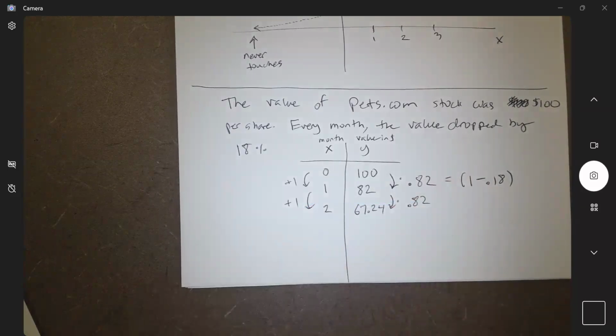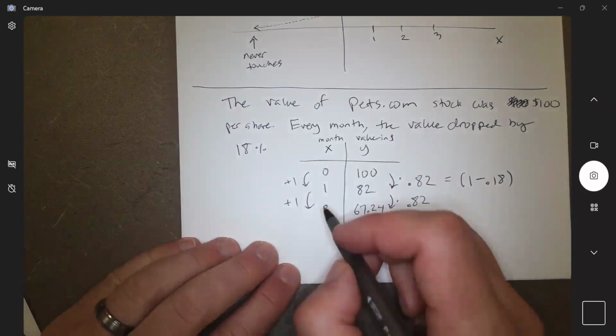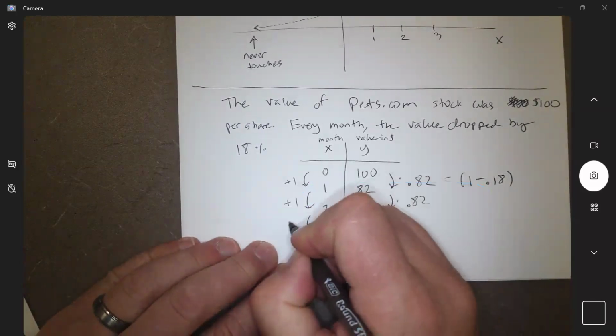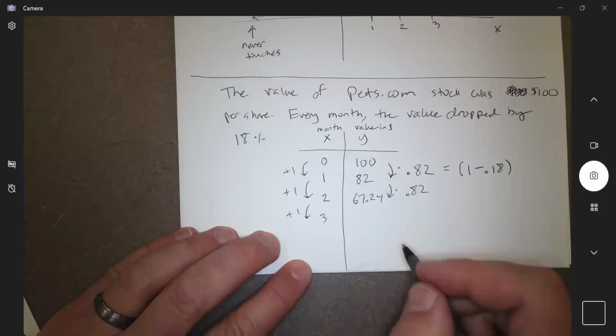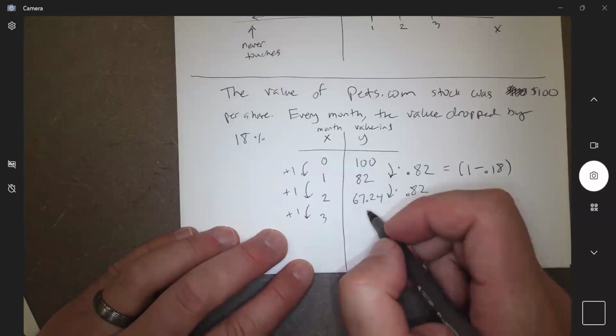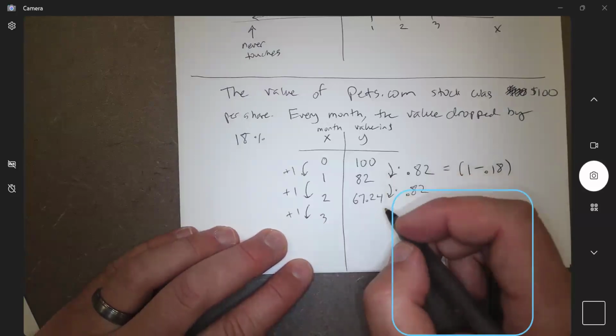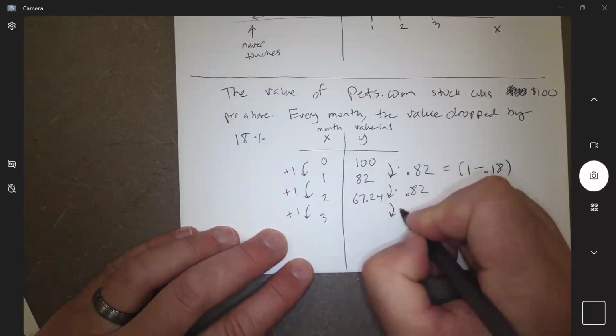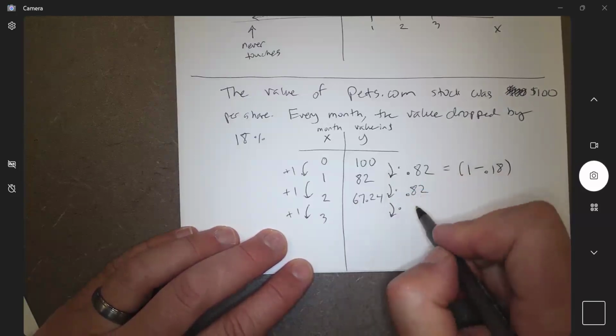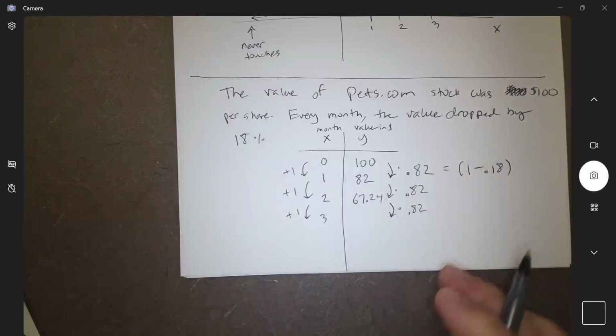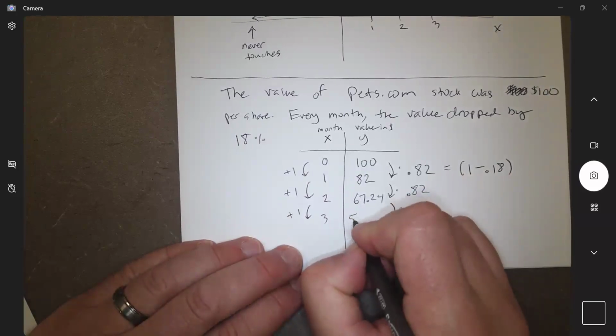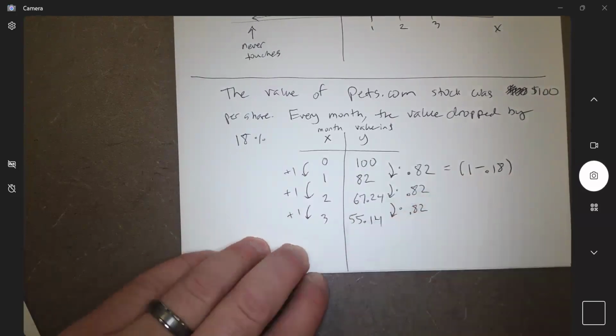Oh, we can't see it on the paper anymore. There we go. And then we wait another month, and by this point we're panicking. We really should have sold earlier, but oh well, it happens. And what do we multiply by? 0.82 again, repeated multiplication. We got 55.14.